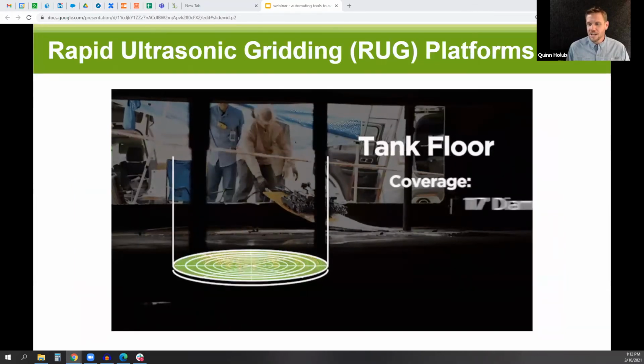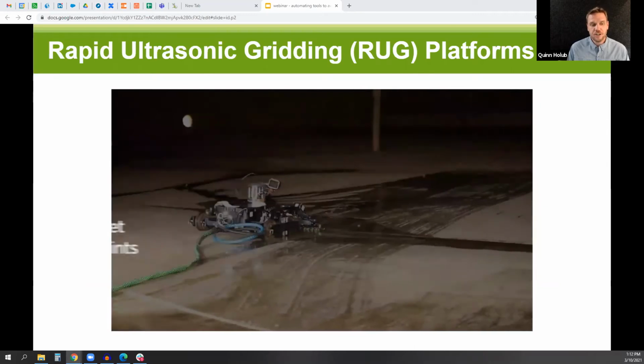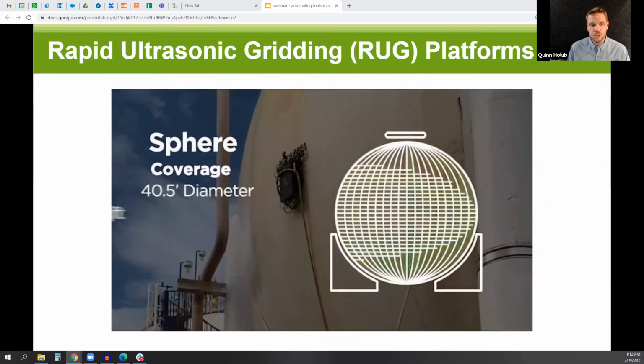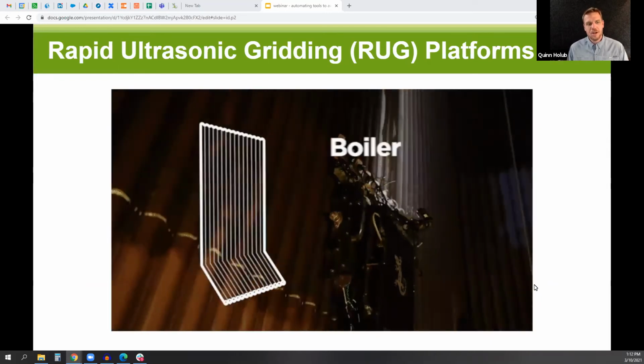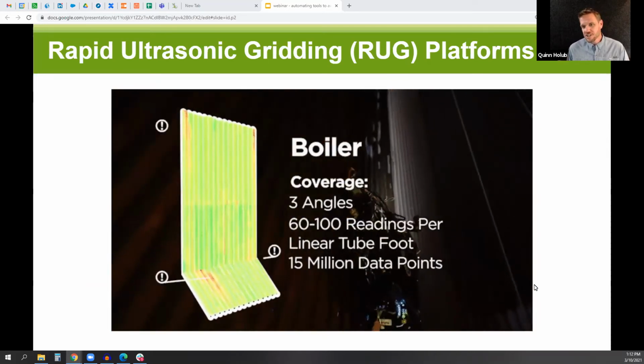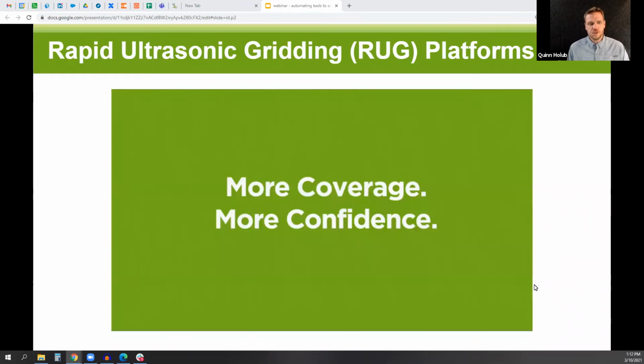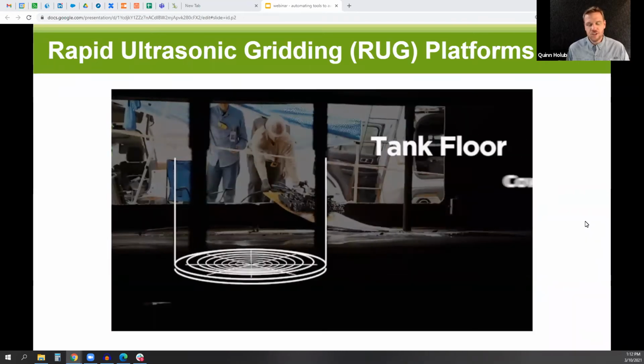Now, rapid ultrasonic gridding is a proprietary technology of ours, and we do currently use it in a broad variety of applications, including highly relevant assets to this discussion, such as spheres, but also on boilers and aboveground storage tanks as well.